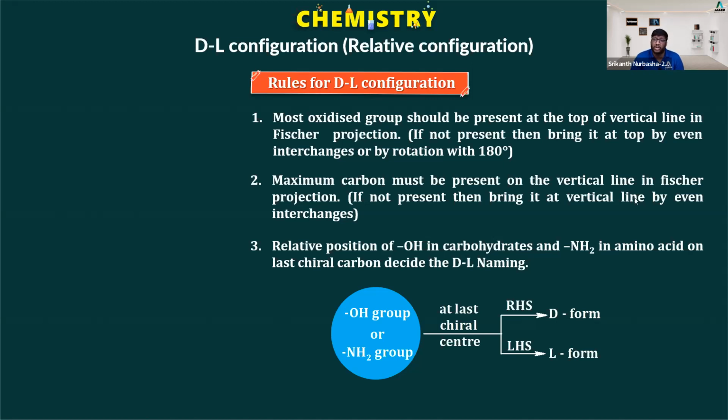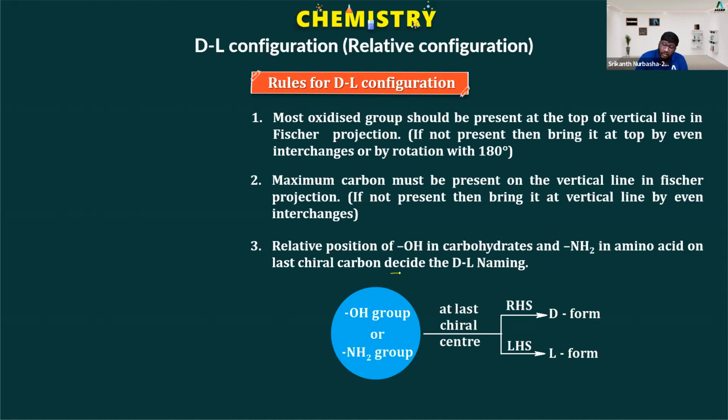First point is the most oxidized group should be present on the top. That is rule number 1 while you are assigning D and L. Next one is the maximum number of carbon atoms must be present on the vertical line. The next one is the relative position of OH in carbohydrates and NH2 in amino acids on the last chiral carbon.